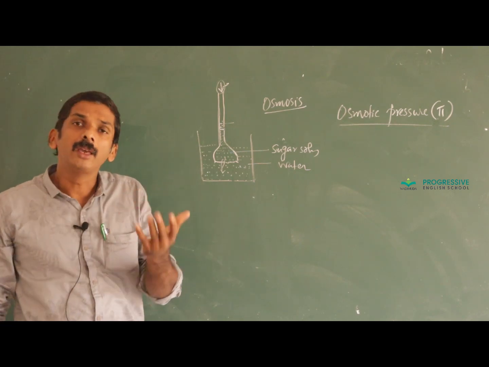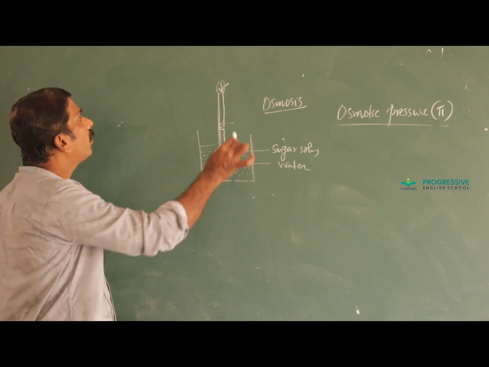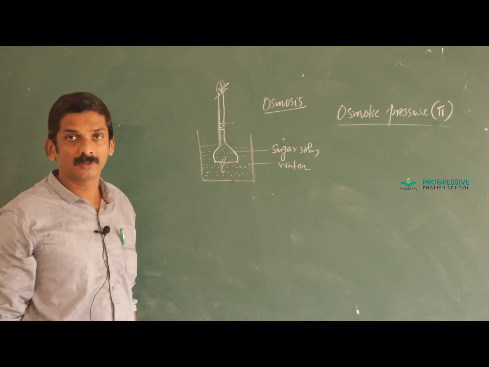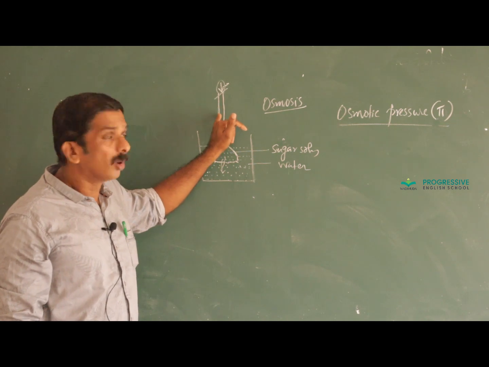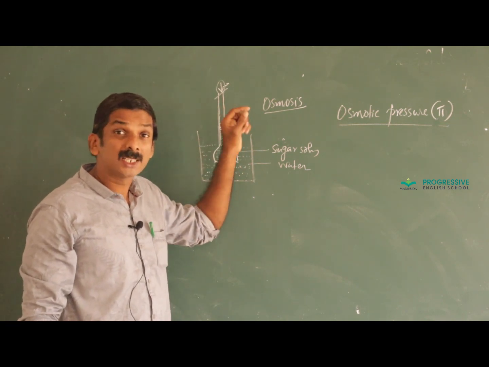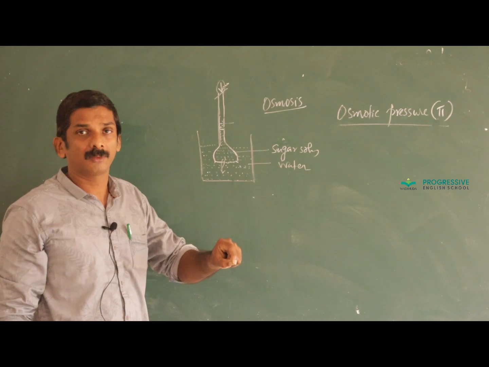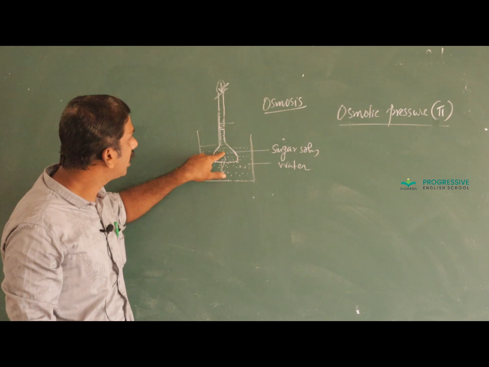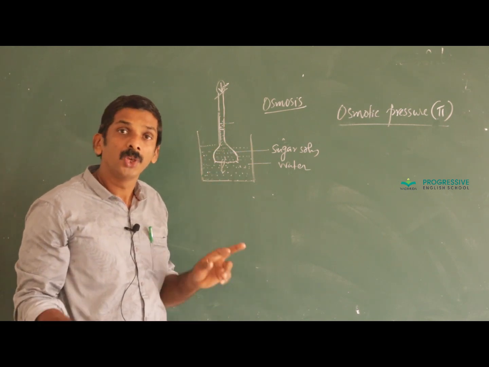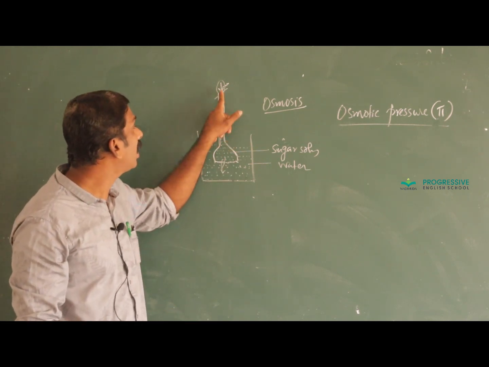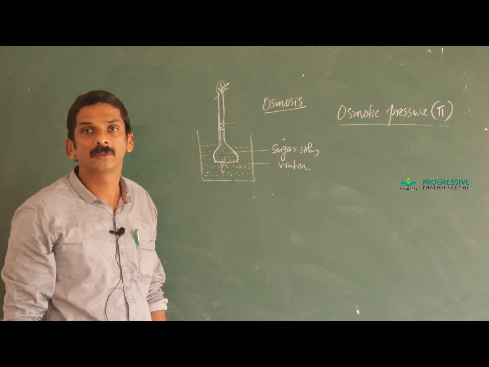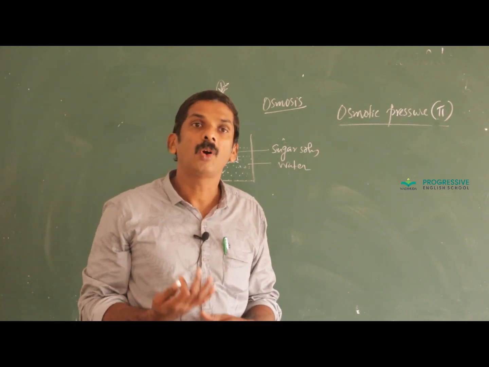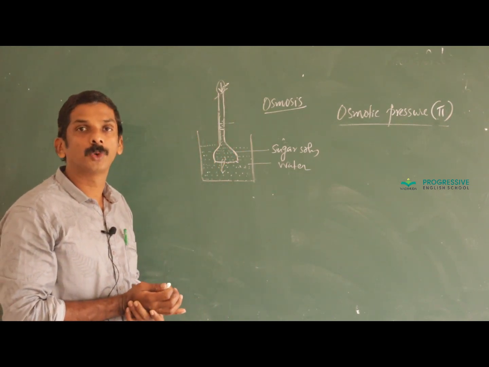Okay, you just think about what happens if a pressure greater than osmotic pressure is applied to the solution side. You got the definition for osmotic pressure? It is the minimum external pressure that must be applied to the solution side to prevent osmosis. That is called osmotic pressure. If we apply a pressure greater than osmotic pressure, what happens? You just think about it. What happens if pressure greater than osmotic pressure is applied?